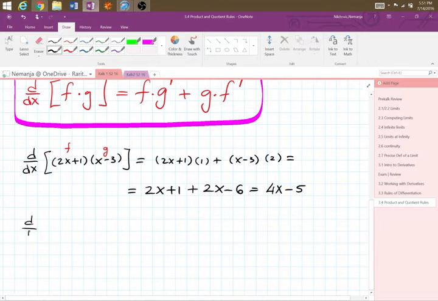So what is the derivative of x cubed times e to the x? Let's see what you come up with.